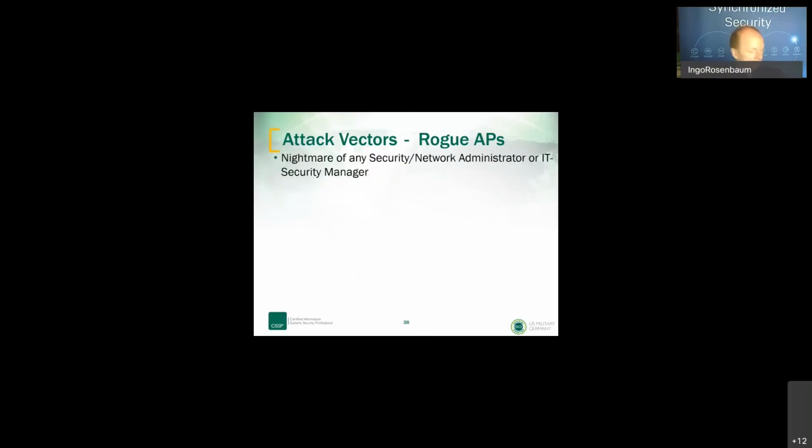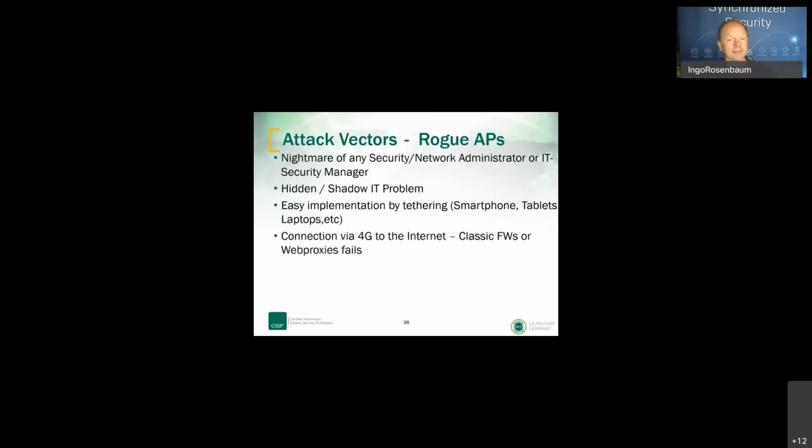Then we have one attack vector, the rogue APs. Again, the nightmare of any security administrator or IT security manager. It's basically a hidden, or we call it a shadow IT problem. While you are in a secure environment with thousands of firewalls, if you bring in your smartphone, do tethering, have a connection to your LTE, to 4G networks, and you simply start your own little access point for whatever reason, classic firewalls or web proxies fail completely because it's not in their control chain.